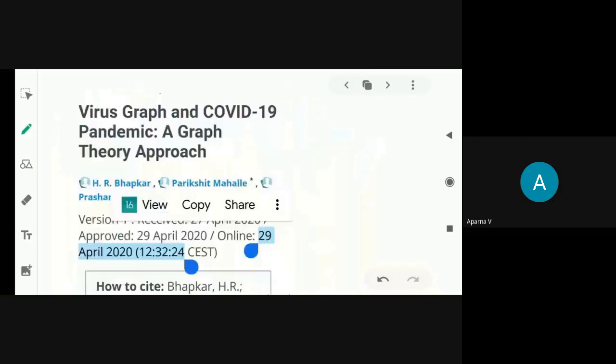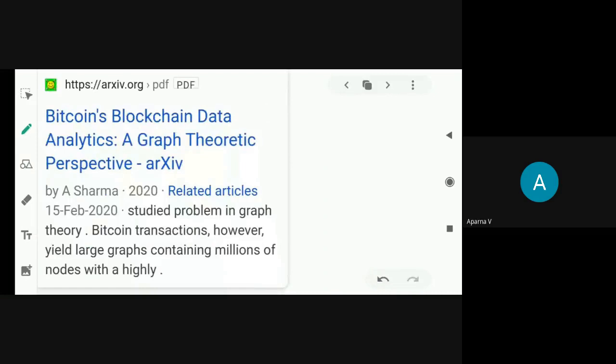Yeah, this is another paper, virus graph and COVID-19 pandemic, a graph theory approach. Oh, this is where the application of graph theory in economics comes into play. Bitcoins or blockchain data analytics, a graph theoretic perspective.